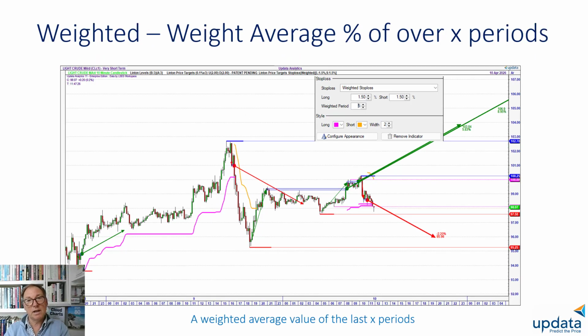Weighted is basically where it will look at the last, you give it a period, so you say, let's look at the last 5 periods, and it will basically use a weighted calculation, so it'll apply more value to the last period, 5, 4, 3, 2, 1 on 5 days. So it gives more value to the last day, but it will go through and work out what percentage you should be using. So it's 1.5% of the 5-day average of price rather than today's price. So that's a weighted average.